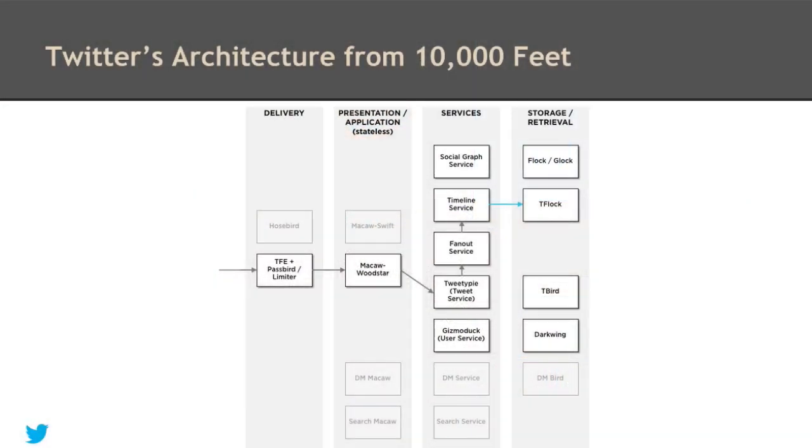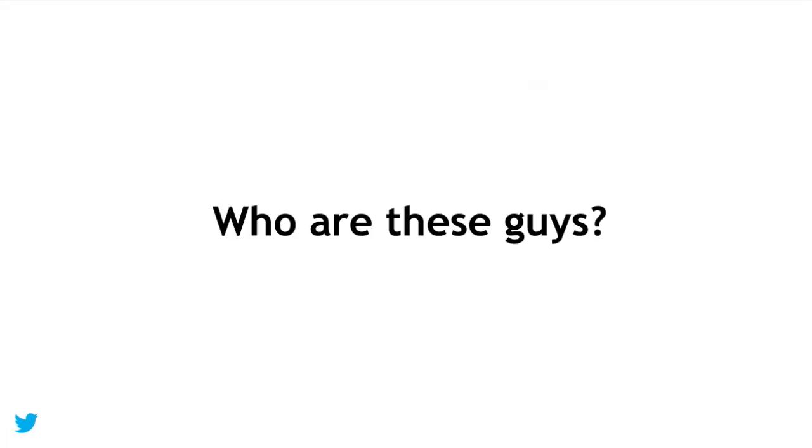Okay, a little more about the architecture. This is just a brief overview of a little bit of how a tweet is written. So we have basically the delivery side. This shows the RPC services that we have. TFE is where delivery happens. We do our presentation layer with Macaw and Woodstar. We have various services that talk amongst themselves, and then our storage backend. There's lots and lots of services, and it's all hooked together into the Finagle backend that is our RPC system.